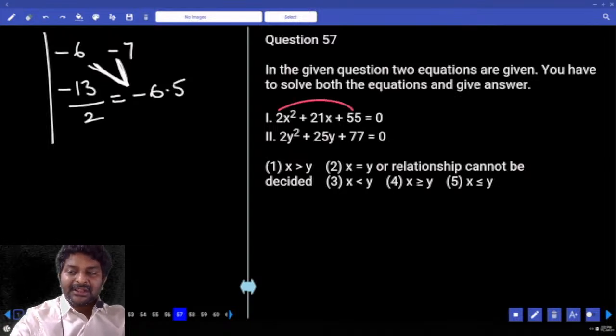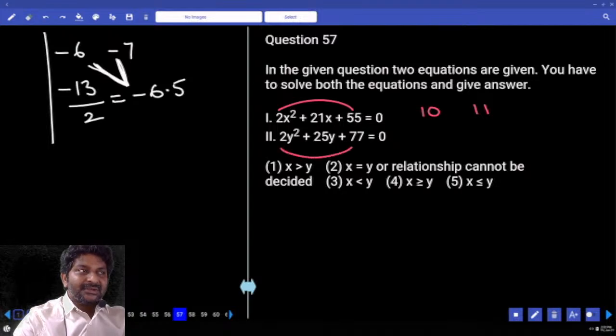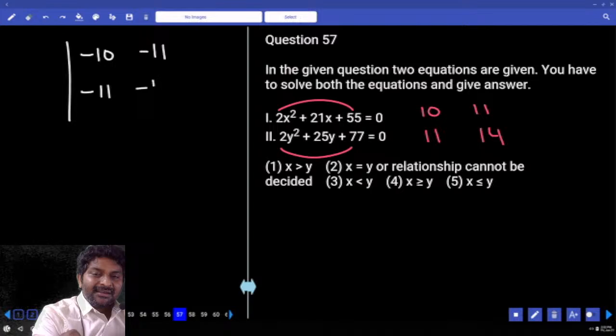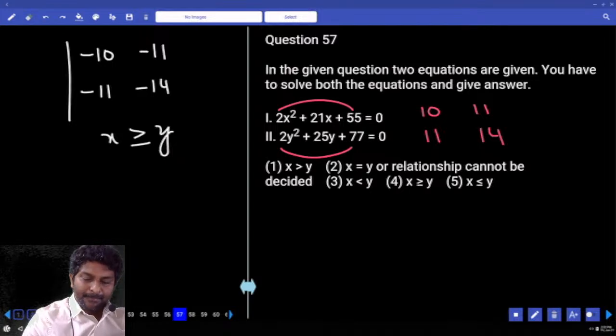Product is 110. 10, 11 times. Product is 140. 154. That is 11, 14 times. Correct? Then factors are minus 10, minus 11, minus 11, minus 14. X is greater than or equal to y.